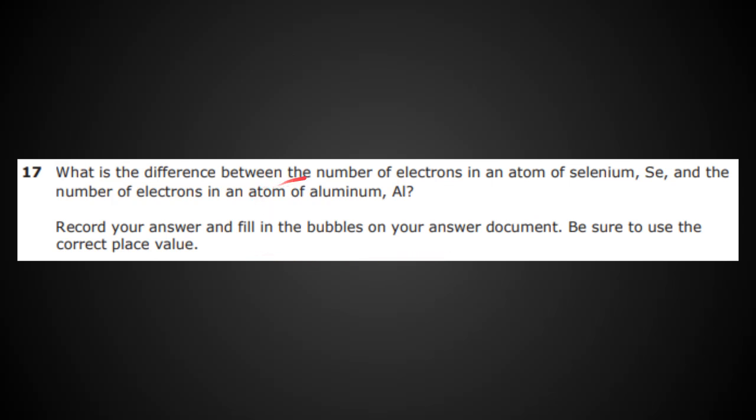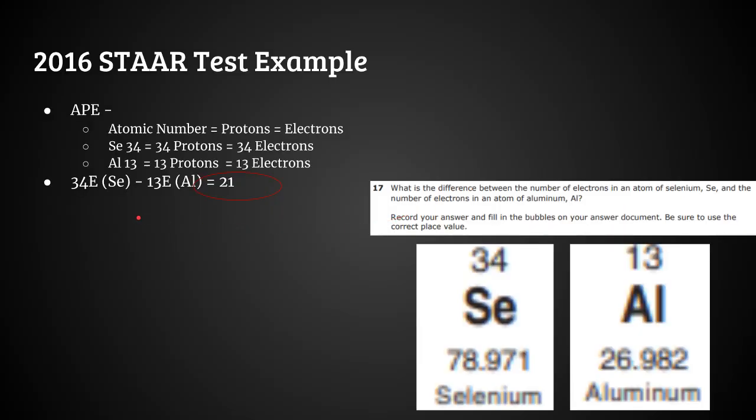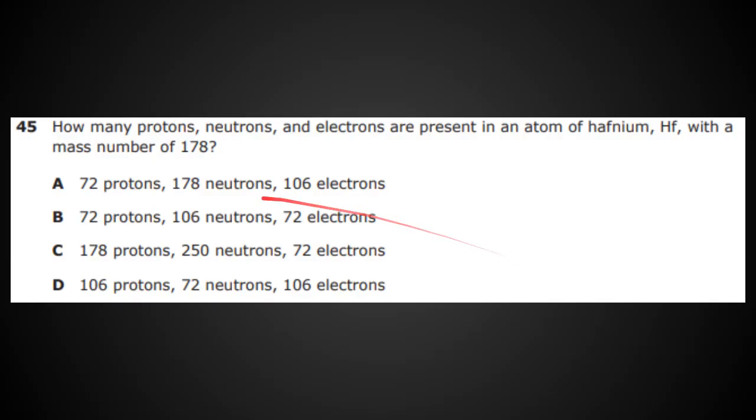What is the difference between the number of electrons in an atom of selenium and the number of electrons in an atom of aluminum? To do that, we just, once again, use our APE. Atomic number equal to protons equal to electrons, which means we have 34 and 13. 34 minus 13 is 21. Bam.